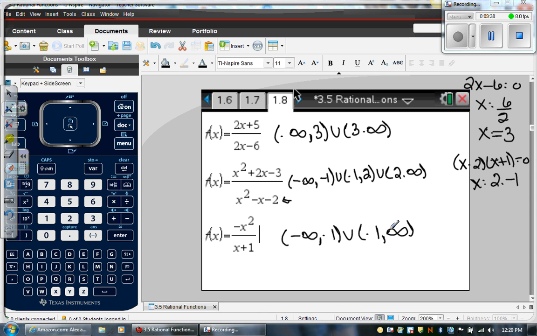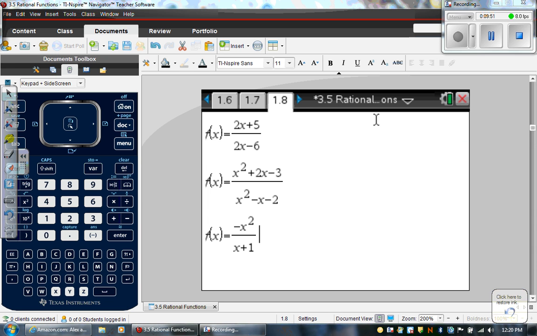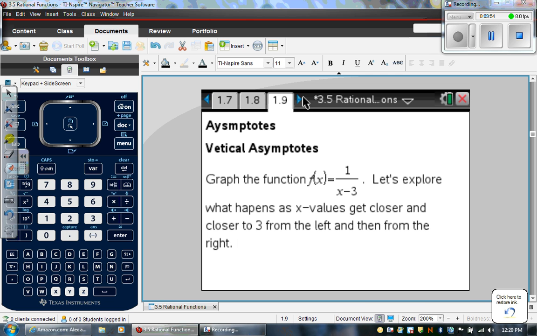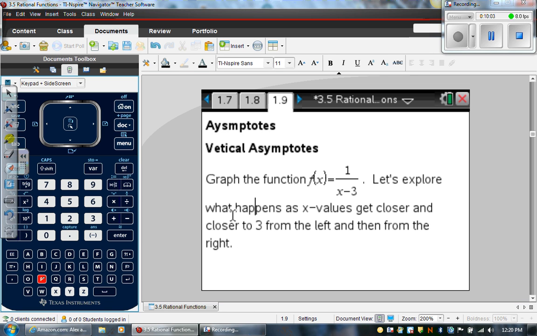So hopefully you got a hang of that. Okay, next page. All right, so let's talk about vertical asymptotes. What happens when my x value gets closer and closer to 3 from the left and the right? We talked about that being a vertical asymptote where the function doesn't exist, right?